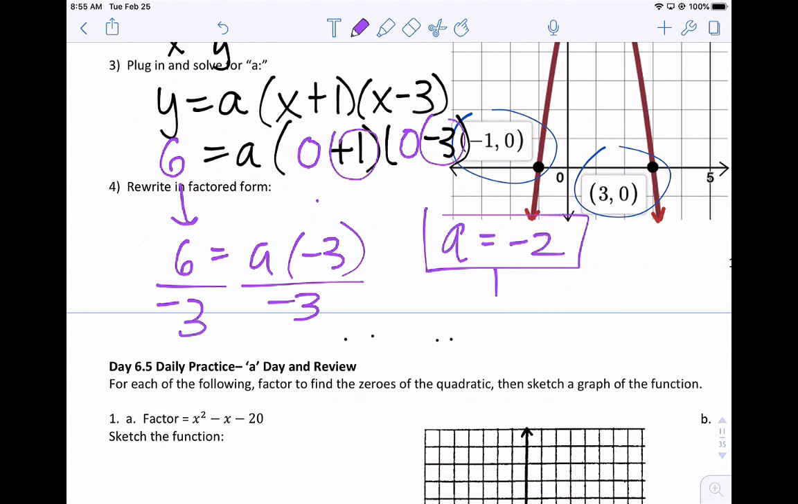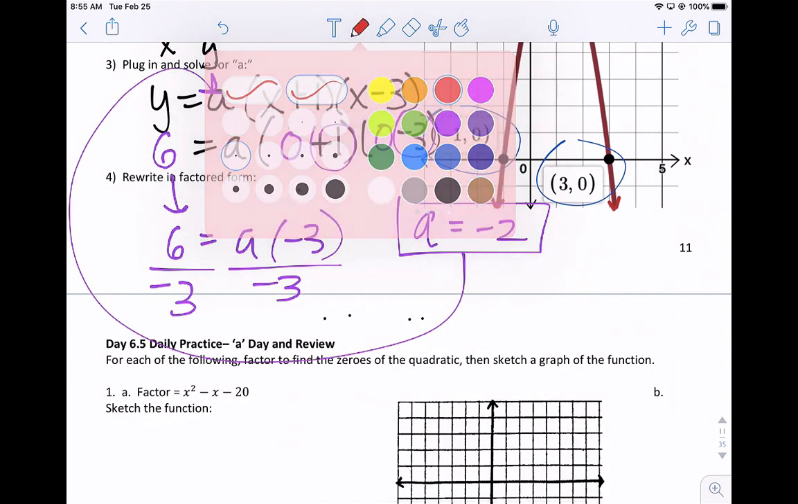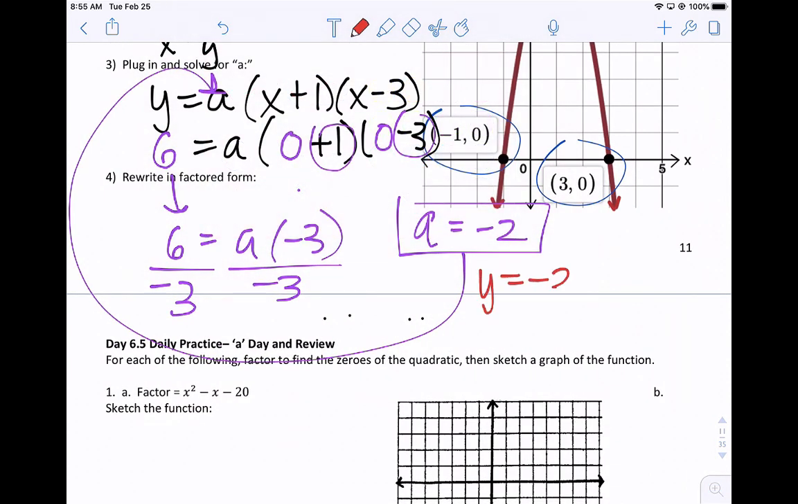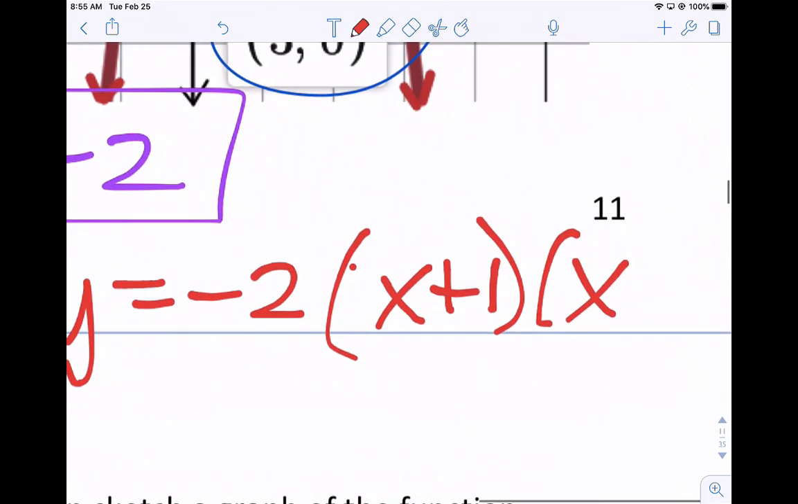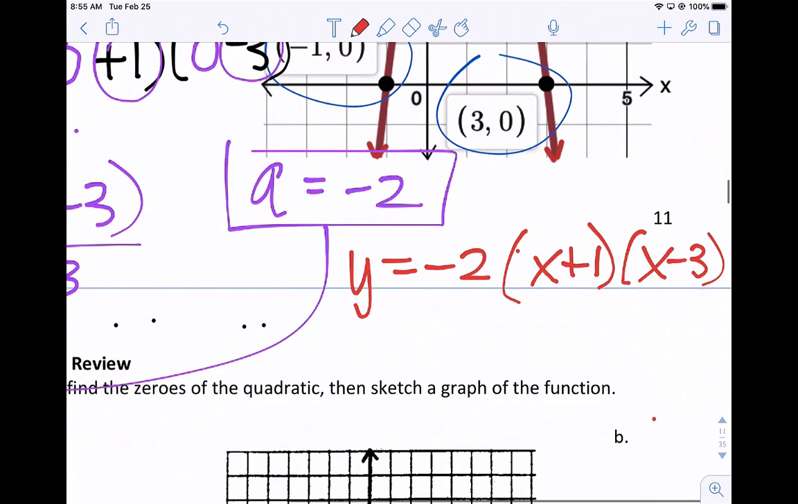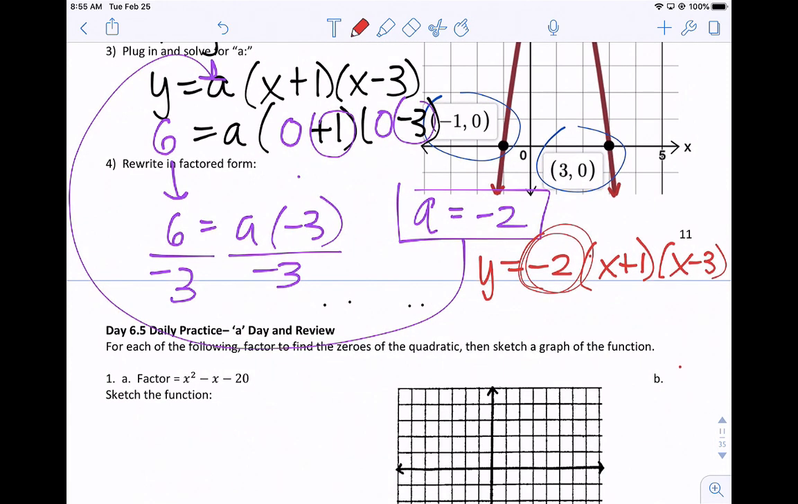And so when we write the equation, we're just plugging back in to this factored form, and so our final answer will be y equals -2 times (x plus 1)(x minus 3). If we were to graph that, it would be upside down and skinnier than the original. That's what the a value tells us.